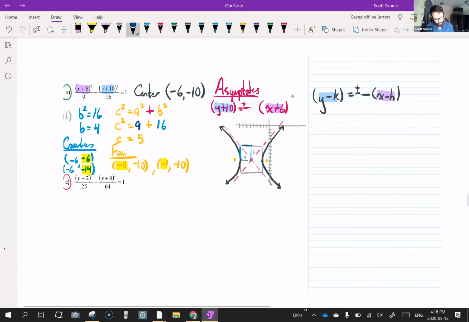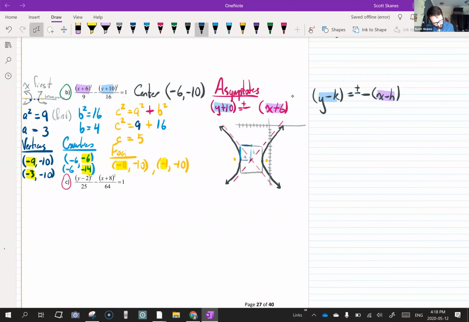So in any case, I'll write it down and explain it again after. It's 4 over 3. That 4 is a. This is b. The reason I chose a is because it's related to the y. The reason I chose b is because it's related to the x. Okay? It's rise over run.